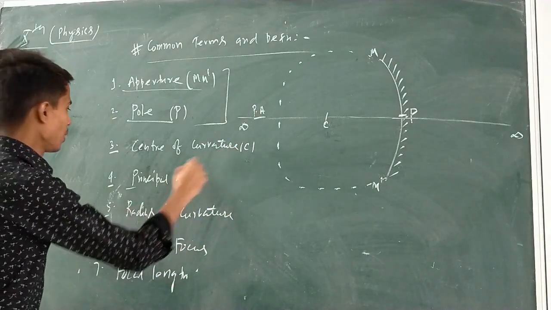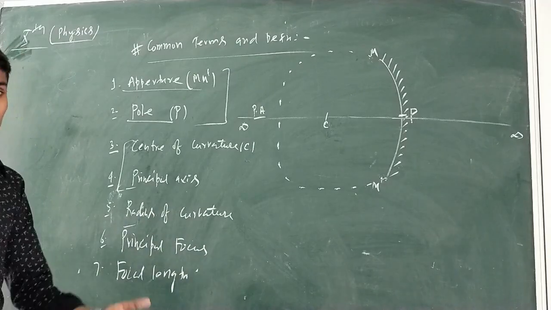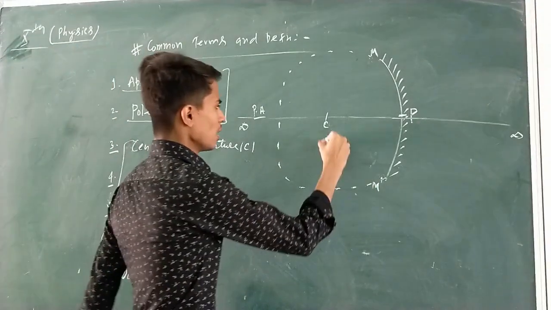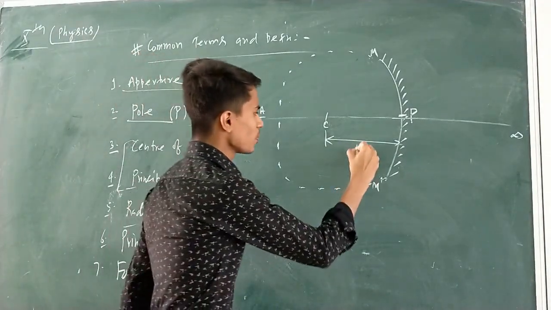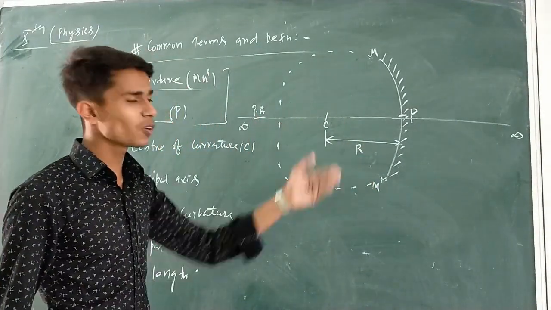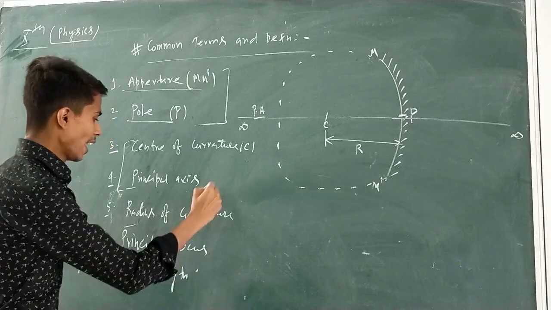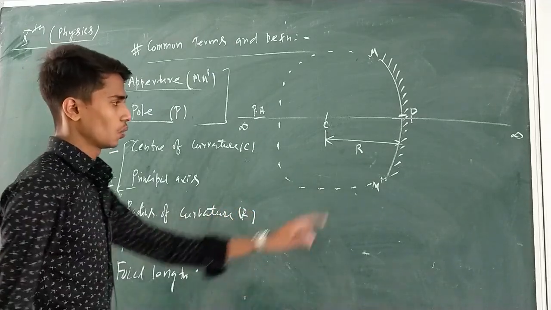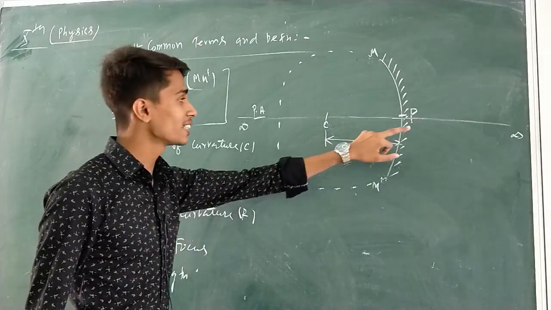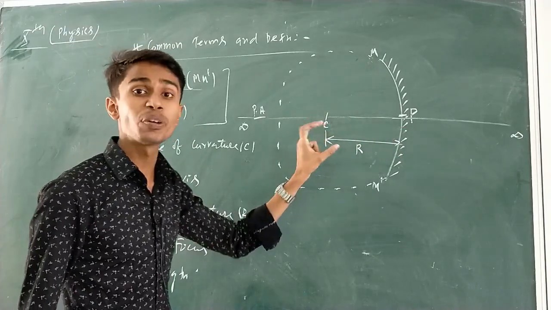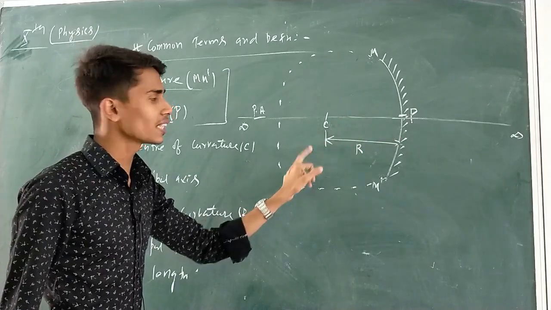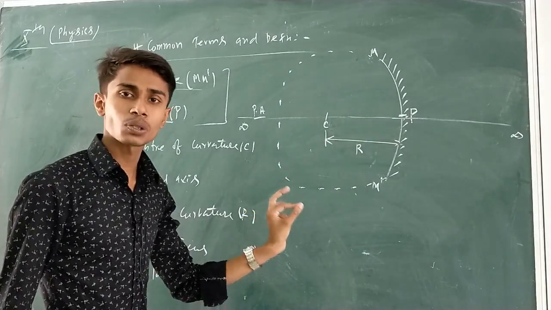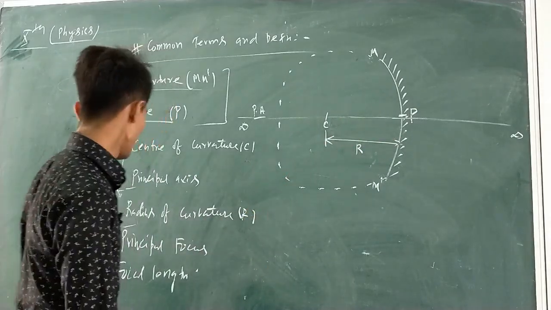Okay. Now we will learn about radius of curvature. What is the meaning of radius of curvature? Now there is a certain distance between pole and center of curvature. The distance between pole and center of curvature measured on principal axis is called radius of curvature, and it is represented by capital R. What does R represent? The distance between pole and center of curvature, measured on principal axis. How could you define radius of curvature? The distance between pole and center of curvature measured on principal axis is called radius of curvature. It is represented by capital R.